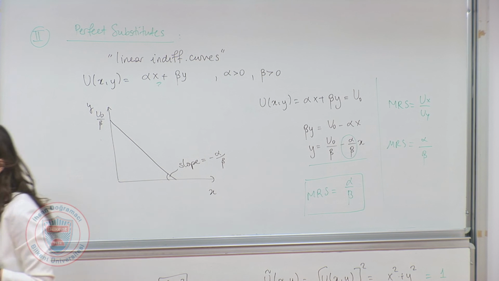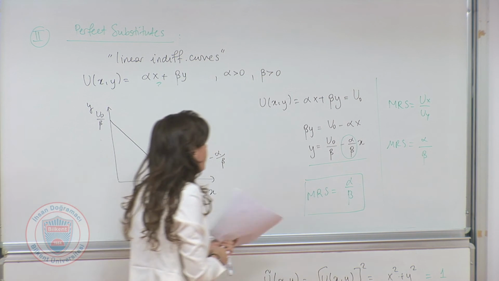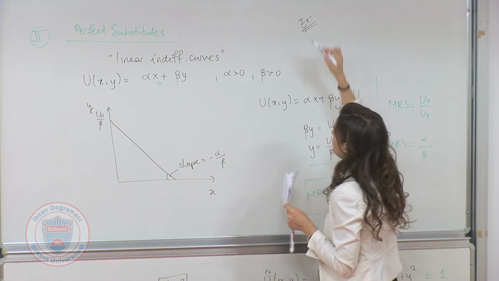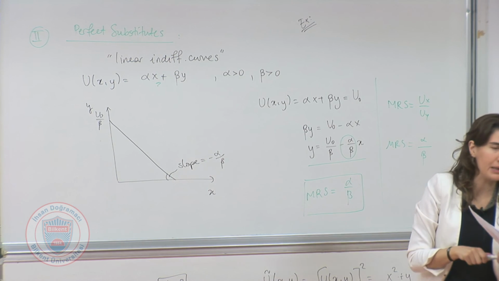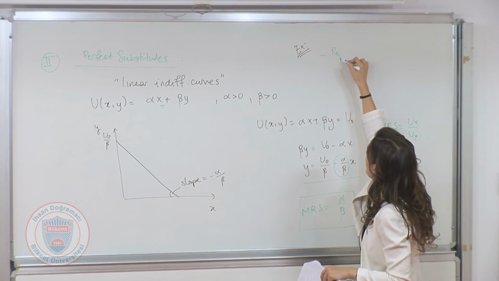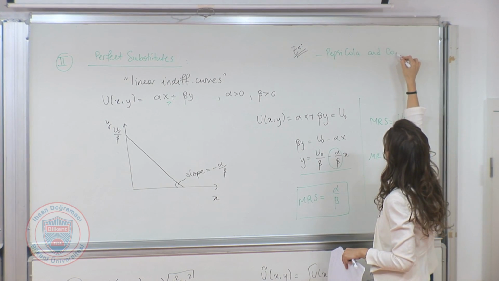And for instance, suppose alpha and beta are equal to some values. Let me give you examples. For some people, not for me, it's actually Pepsi Cola and Coca-Cola.